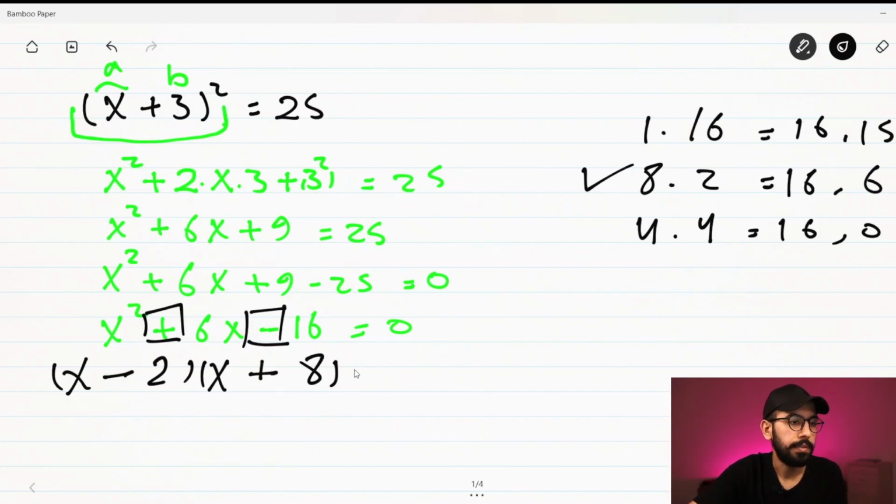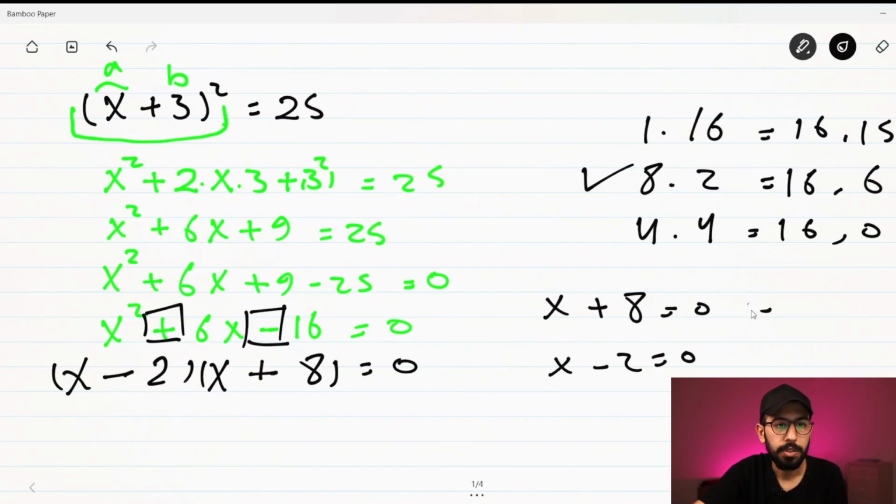So now we have two brackets, and the two brackets equal 0. That means we can say that x plus 8 equals 0 and x minus 2 equals 0, because the two of them are multiplied to each other, and we can do that. So x will be equal to minus 8 and x will be equal to 2. Now let's jump to another example.